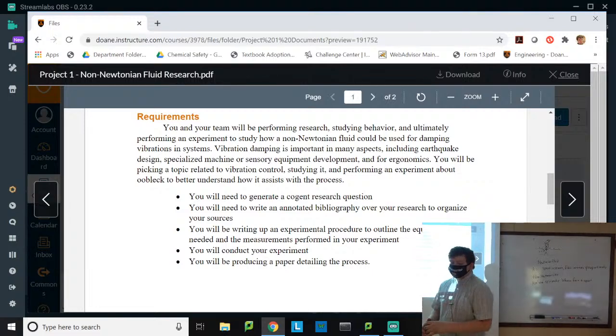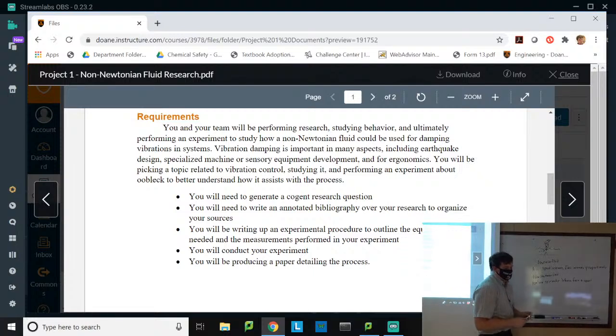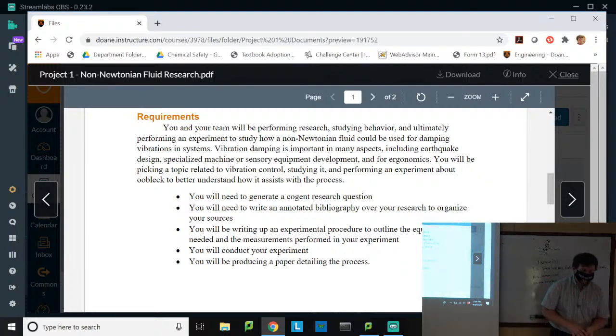Next week we're going to be doing some research. As far as tasks you're going to have to do, you're going to need to generate a cogent research question that's going to guide your experiment. Okay? You're going to need to come up with an annotated bibliography over your research. You will have to write up your experimental procedure, perform your experiment, and then individually, everyone is going to be writing a paper over this. Okay? We're going to be working on this for the next 6 weeks. So we have time to get all this done.